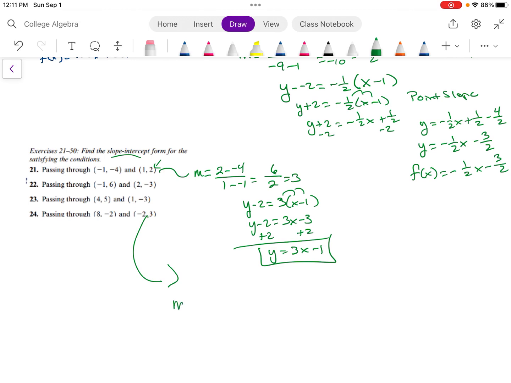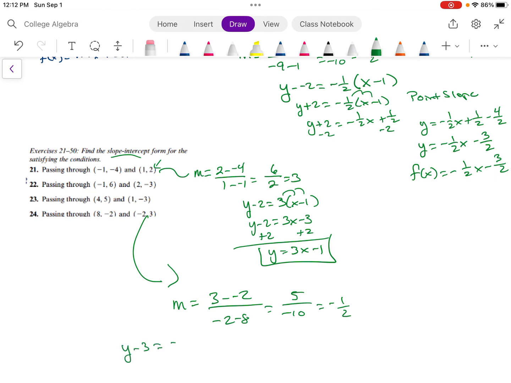So let's see, let's find the slope. m is equal to (3 minus negative 2) over (-2 minus 8). So that's 5 over -10, which is -1/2. So pick an ordered pair. I'm going to use the last one.